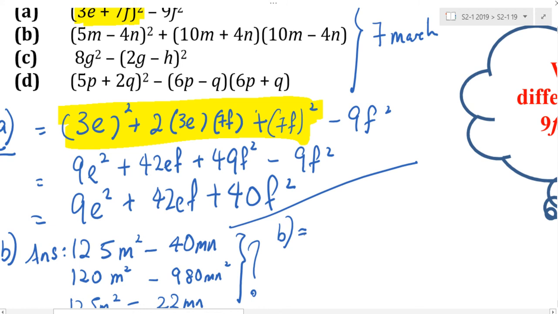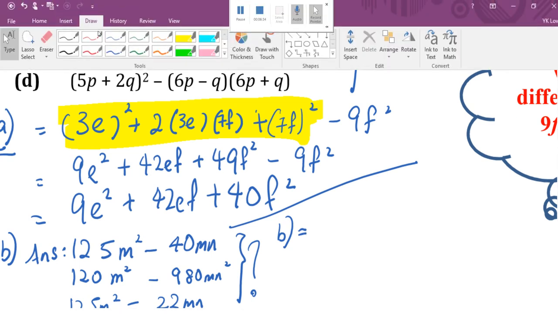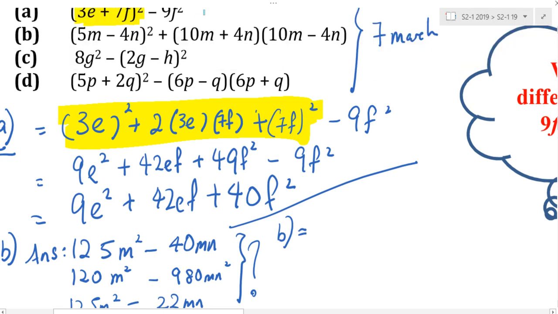Equal to what? B. What is the first thing you do? Expand what? You don't know. The answer is expand this. Do you know why? Because you have got square, you want to expand it. Do step by step. It's a bit long, but okay.